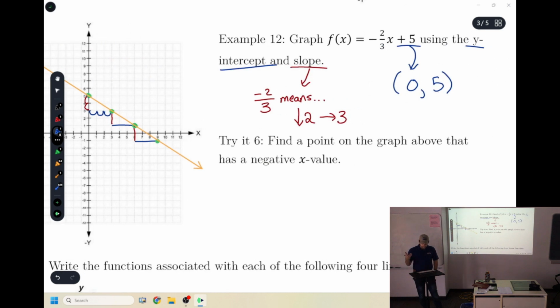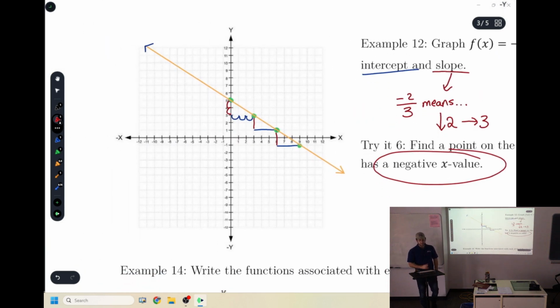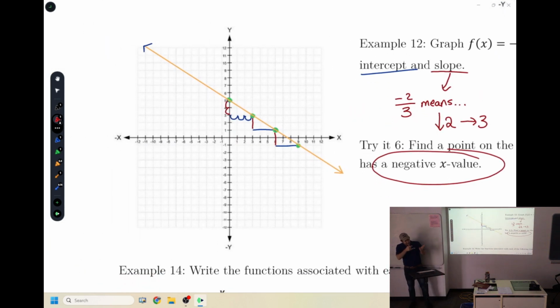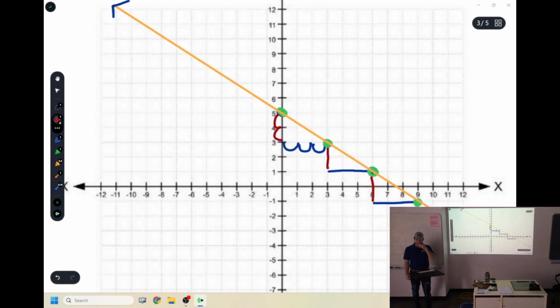Find a point on the graph above that has a negative x value. Oh, I didn't plot any. That question was like tailored at me. Like, hey, you took the easy way out. Any thoughts on how to find a negative one?